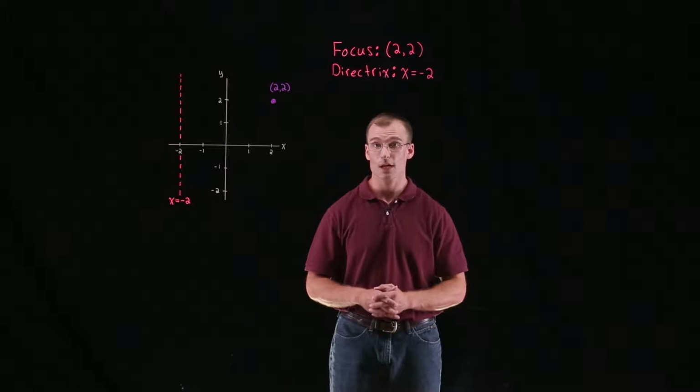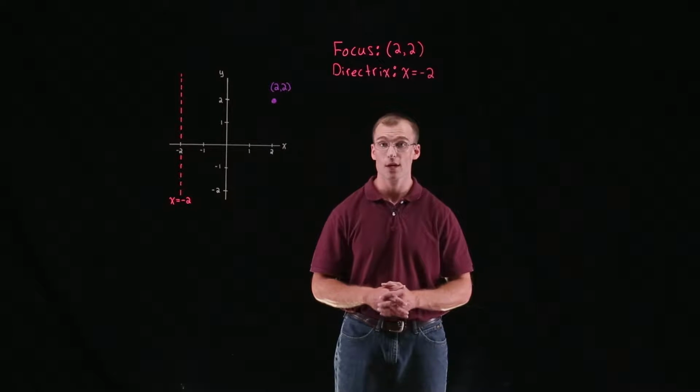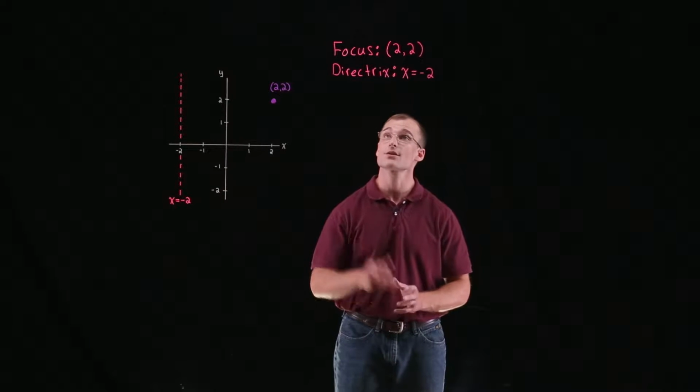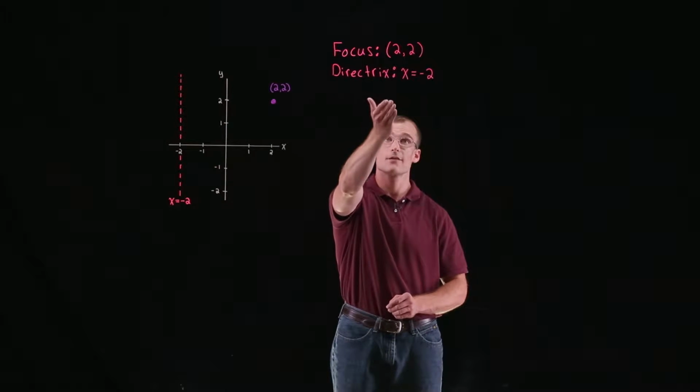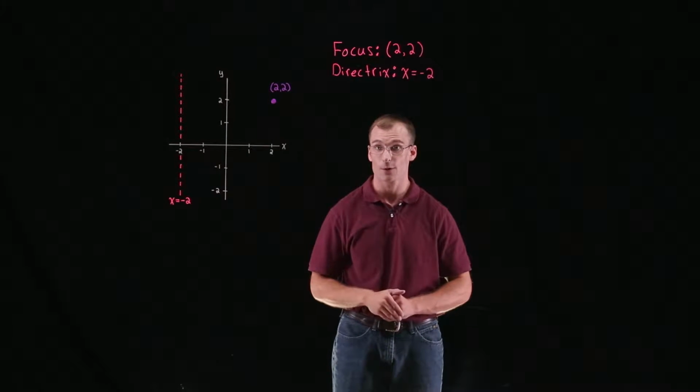Welcome everyone, I'm Adam. In this problem, we're going to find the standard form of the equation of a parabola with the given characteristics, where we're told that the focus is at point (2, 2), and the directrix is given by the vertical line x equals negative 2.